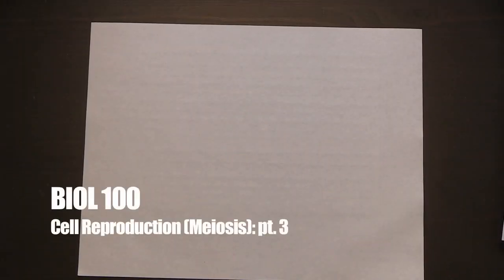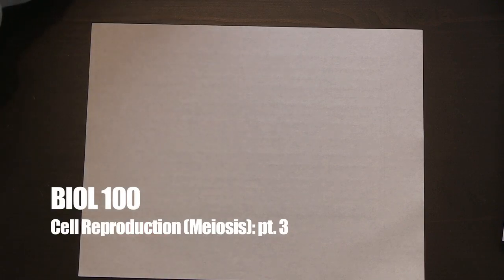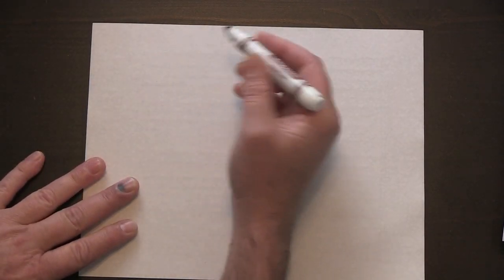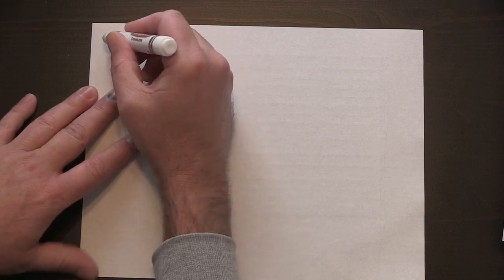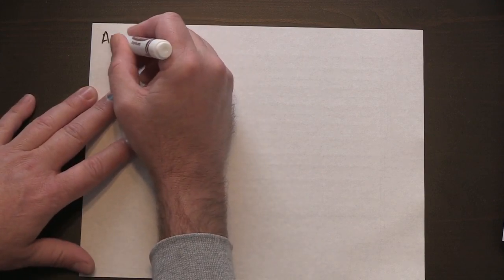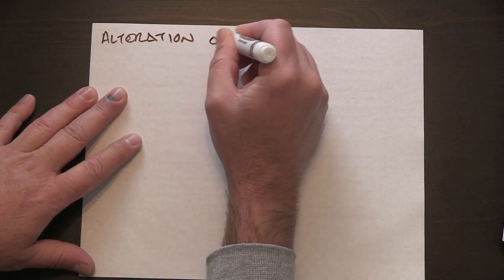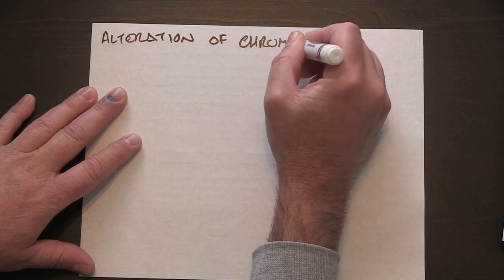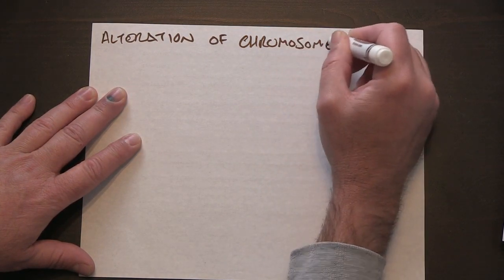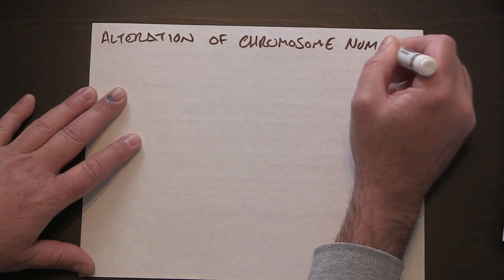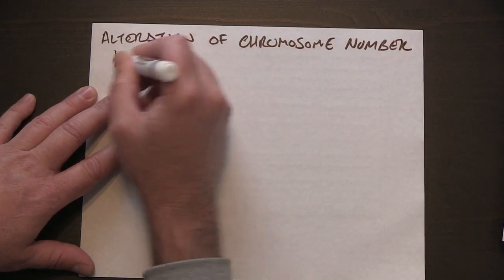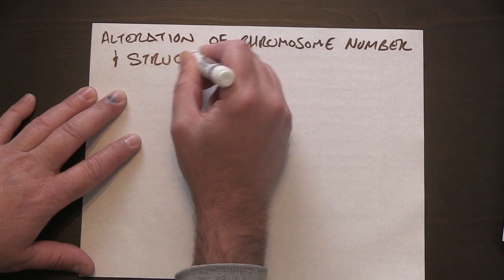Okay, so we have covered meiosis, mitosis, and now we're going to talk about some of the alterations or accidents that can happen in meiosis in particular, and the structure of the actual chromosome.